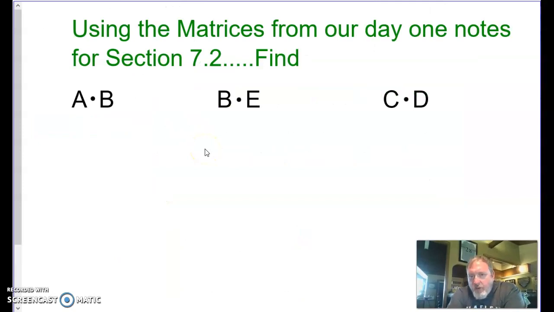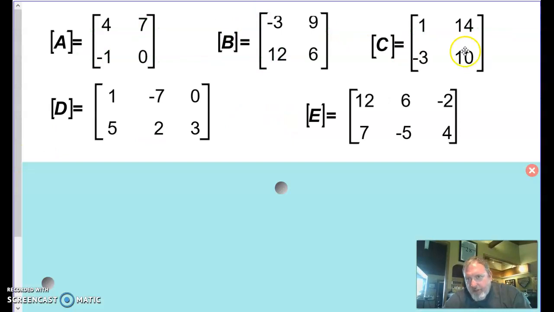Okay, if you have your notes from day one, we are going to use our matrices from day one. So that A, B, C, D, and E that you had on the first couple pages of the notes from 7-1, those are the matrices we're going to use right here for when we do A, B, B, E, and C, D. All right, so again, you see those here. This is the ones we're talking about, same as yesterday.